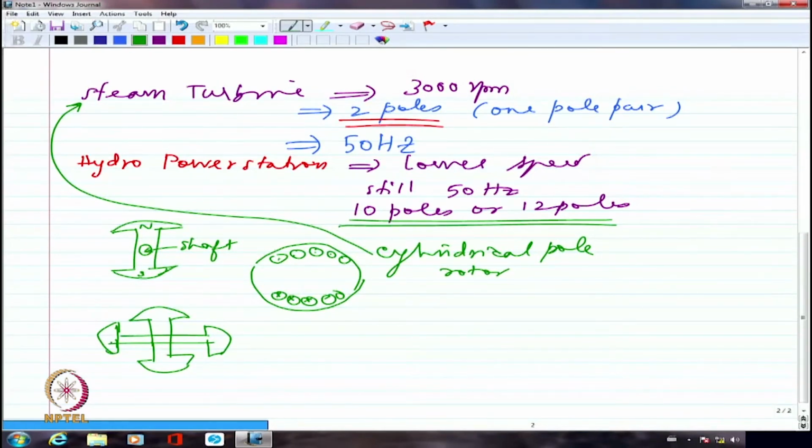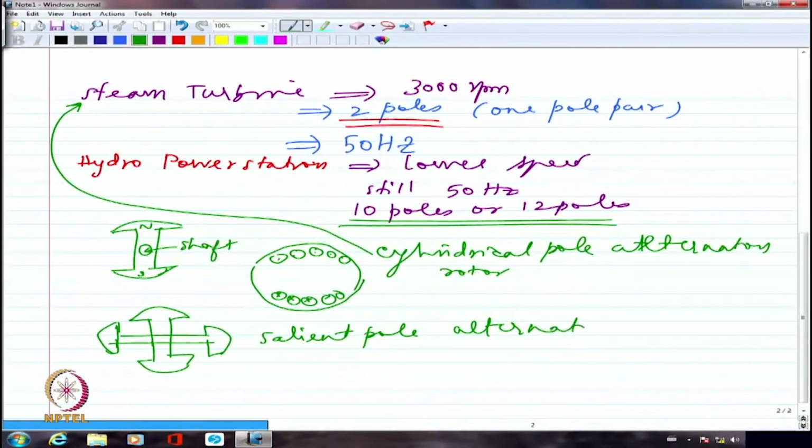So in which case we call that a salient pole, because they are having specifically some portions highlighted. So that actually protrudes, and that portion is known as the salient portion of the pole. So this is a salient pole alternator. So we have cylindrical pole alternators and salient pole alternators. Synchronous generators are actually known as alternators.